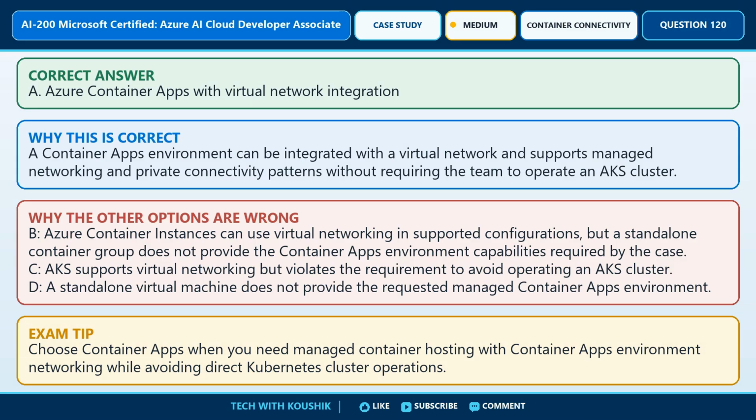This option satisfies the complete requirement because a container apps environment can be integrated with a virtual network and supports managed networking and private connectivity patterns without requiring the team to operate an AKS cluster. B. Azure Container Instances can use virtual networking in supported configurations, but a standalone container group does not provide the container apps environment capabilities required by the case. C. AKS supports virtual networking but violates the requirement to avoid operating an AKS cluster. D. A standalone virtual machine does not provide the requested managed container apps environment.